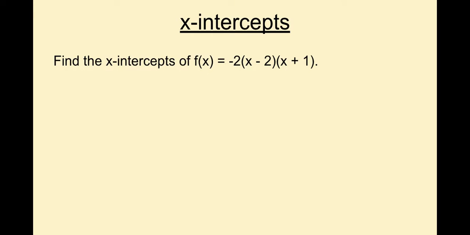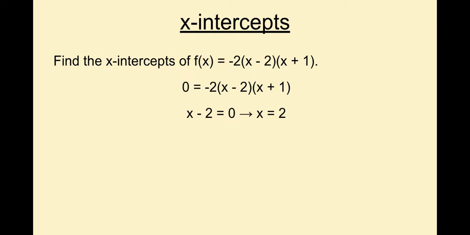Well, what are x-intercepts? X-intercepts are places where the graph crosses the x-axis, and that's when y is 0. Since f of x is y, all I have to do is set f of x equal to 0. So we need to solve this equation. This is like any factored equation we've ever solved. We've done hundreds of them by now. We just set each factor equal to 0 because it's all multiplication.